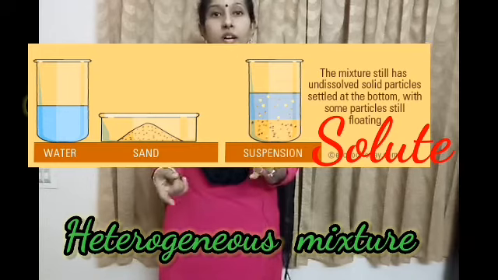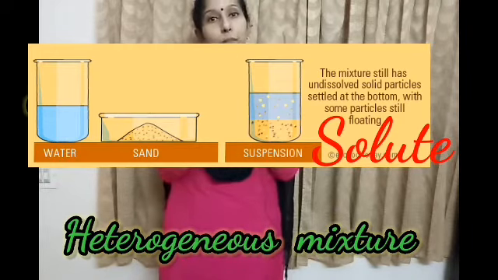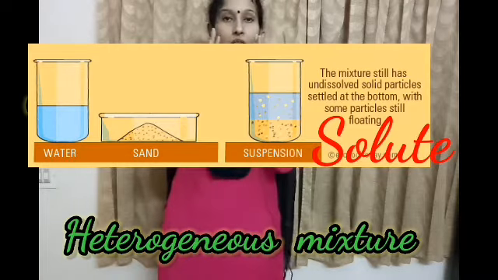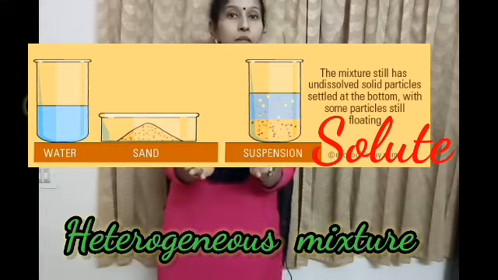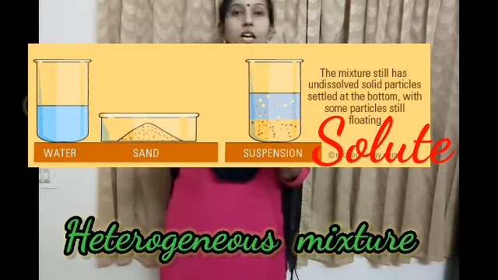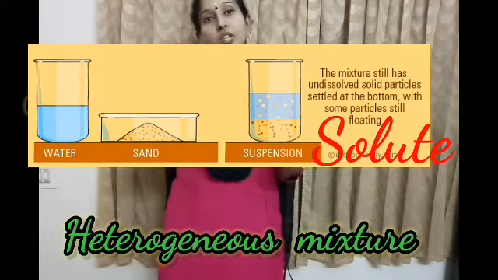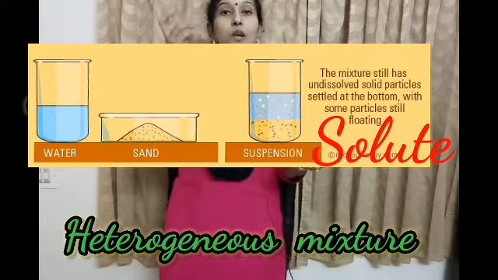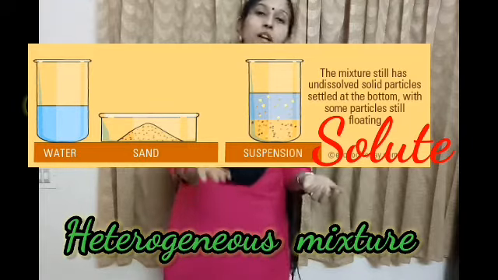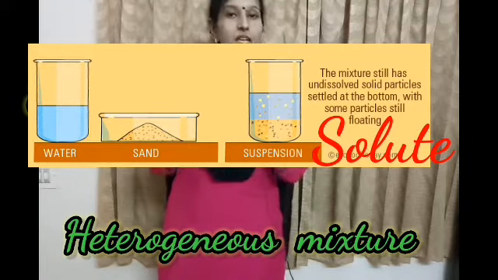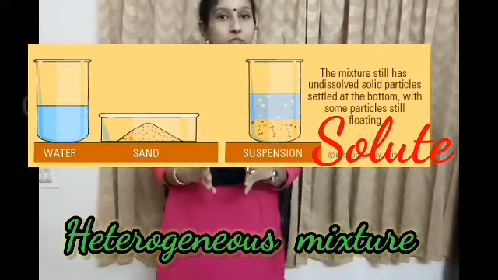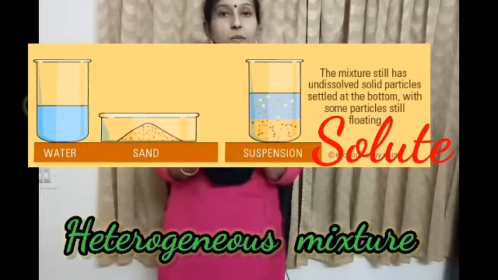See, chalk powder and water. Chalk is the solute particles and water is the solvent. So, when we keep this solution undisturbed for some time, solute particles settle down at the bottom of the beaker and water comes up. So, this mixture contains solute particles and solvent, and the solute particles settle down and the solvent comes up. Such a mixture is known as suspension. Suspension is an example of a heterogeneous mixture.